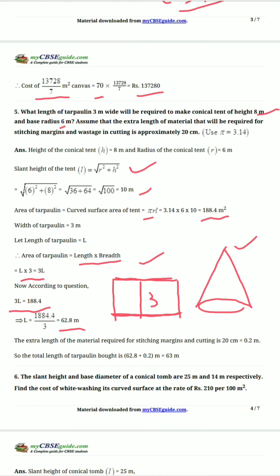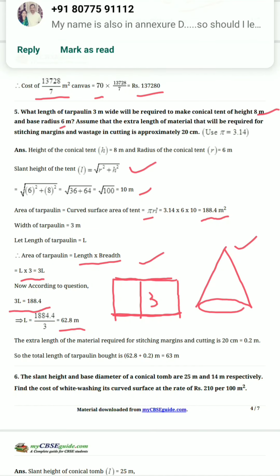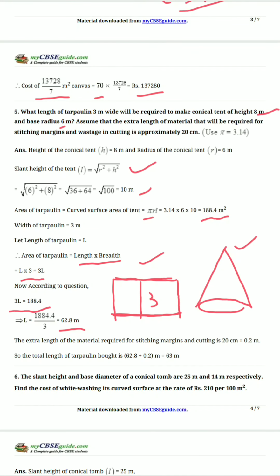Now this is the length of the cloth material which is actually used for making the cover of the conical tent. But it is given that while making the tent, some wastage was also occurring, because that is required for stitching the margins and all, and that wastage is 20 centimeter. So we have to add this 62.8 meter length and this 20 centimeter wastage length. Now 20 centimeter we will convert into meter, it will be 0.20 meter. So we will get 62.8 plus 0.2, that is 63 meter.